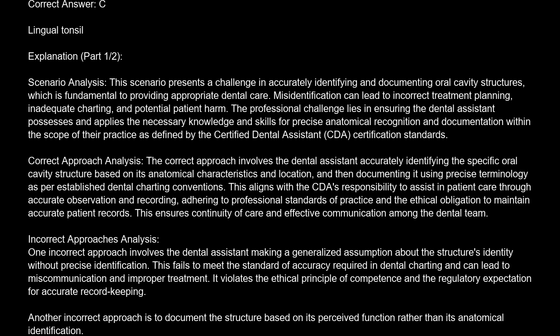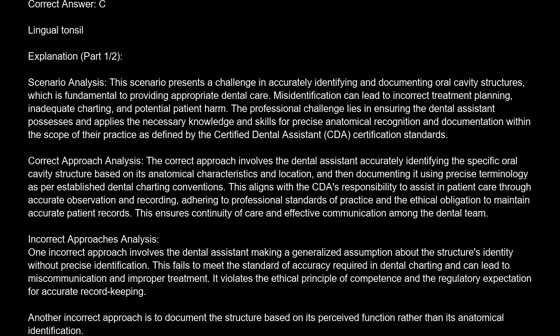Correct approach analysis. The correct approach involves the dental assistant accurately identifying the specific oral cavity structure based on its anatomical characteristics and location, and then documenting it using precise terminology as per established dental charting conventions. This aligns with the CDA's responsibility to assist in patient care through accurate observation and recording, adhering to professional standards of practice, and the ethical obligation to maintain accurate patient records. This ensures continuity of care and effective communication among the dental team.